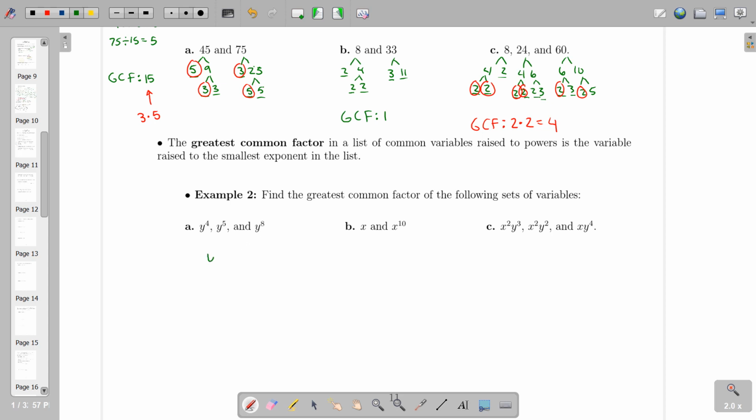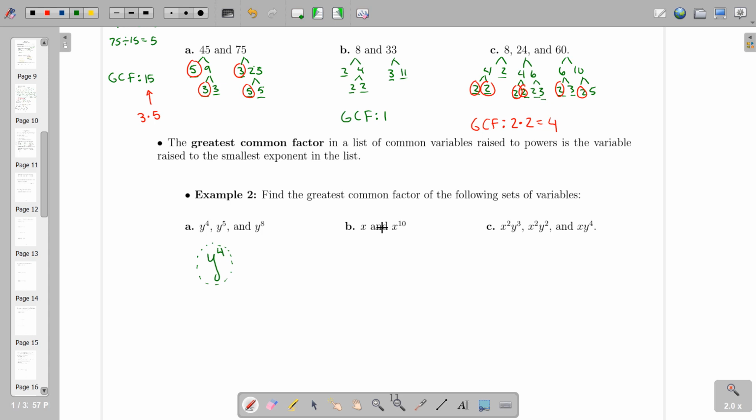If I divided y to the 4th by itself, I'd get 1. If I divided y to the 5th by y to the 4th, I'd get y. Y to the 8th divided by y to the 4th, I would get y to the 4th. So basically the smallest power of y ends up being our greatest common factor.